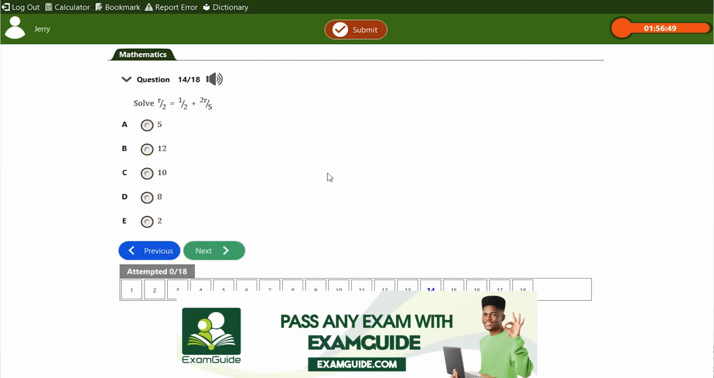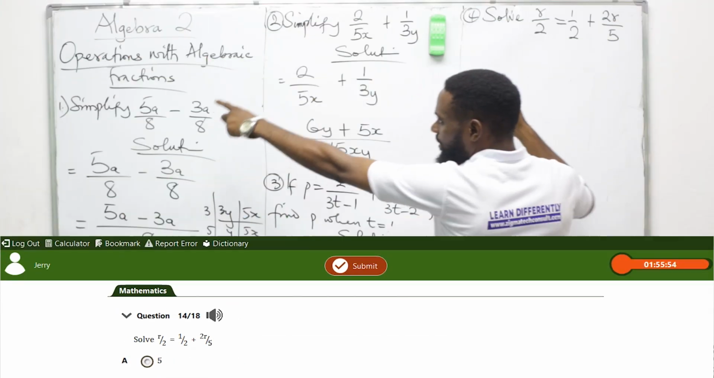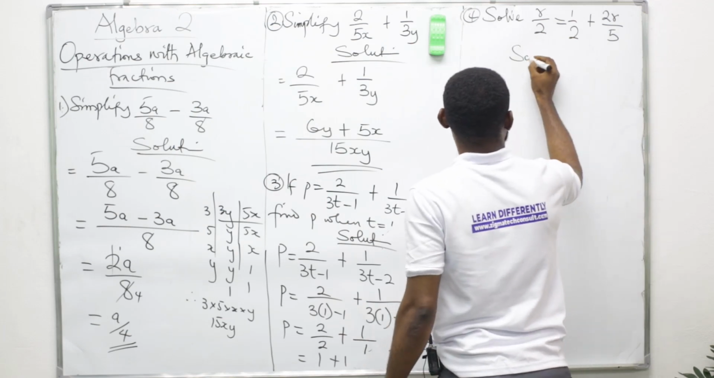All right, let's solve this. They say solve R all over 2 is equal to 1 over 2 plus this. So let's see what that is. This is very good. So we can apply this operation here. So, solution.